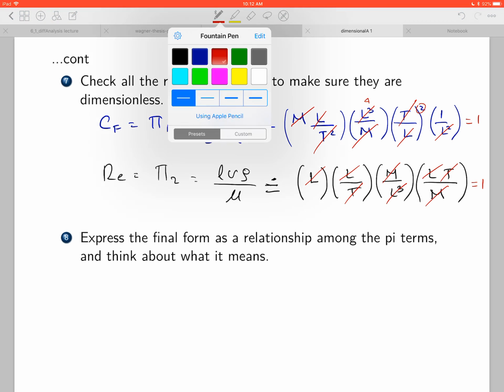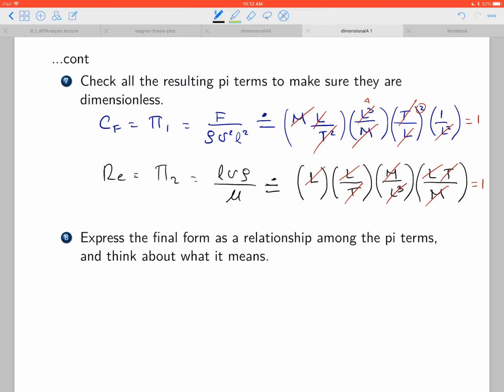So we have to find our final expression. We start from one relationship, so the force as a function of length, velocity, density, and viscosity. And so we transform this into a force coefficient, our pi 1 number, equal to a different function of Reynolds number. Okay, we don't have information either about the initial function or about the second function. We just reduce the number of variables.